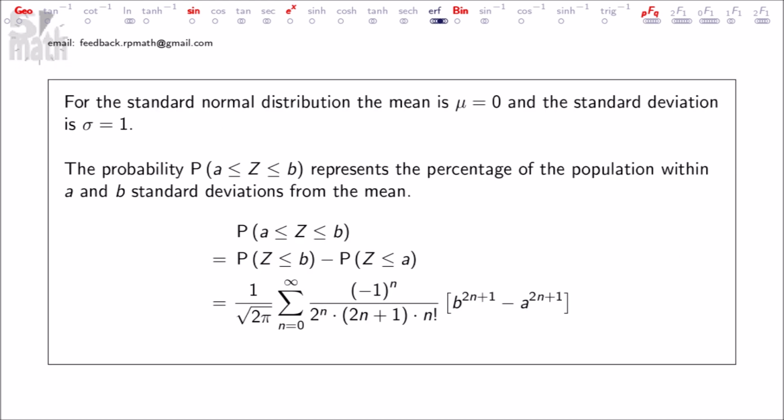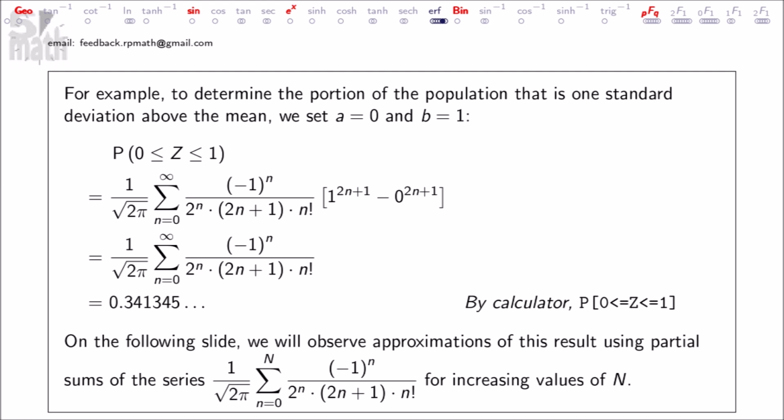For the standard normal distribution, the mean is mu equals 0, and the standard deviation is sigma equals 1. The probability represents the percentage of the population within A and B standard deviations from the mean. For example, to determine the portion of the population that is one standard deviation above the mean, we set A equals 0 and B equals 1.